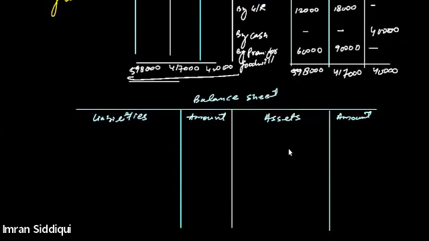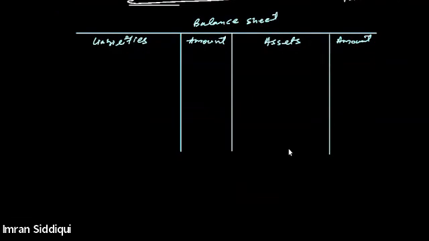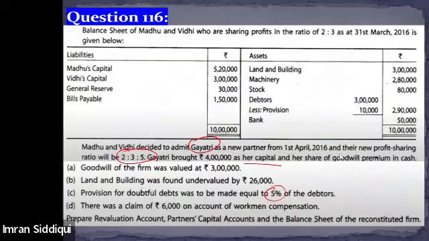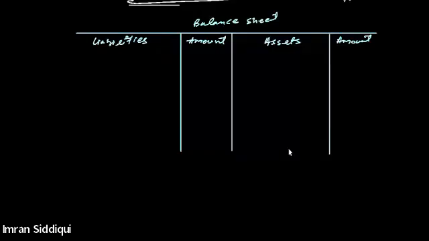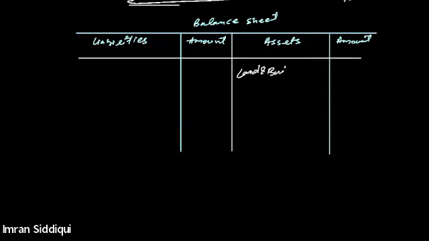Now we can move to the balance sheet. Coming to the balance sheet, we will first write down the value of the land and building, which is given as 3 lakh. We know the value of the land and building is increased by 26,000, so the new value will be 3,26,000.